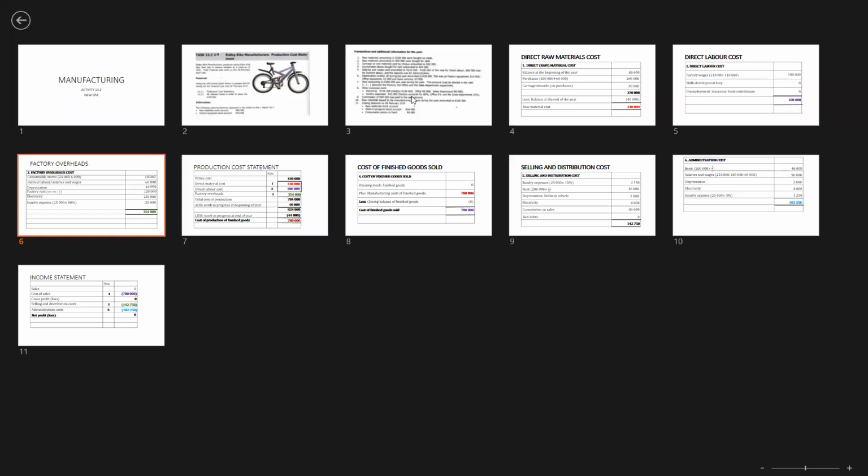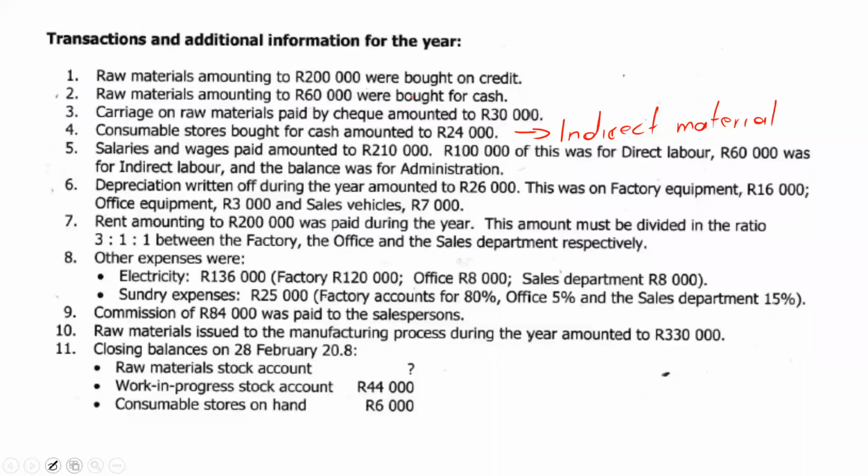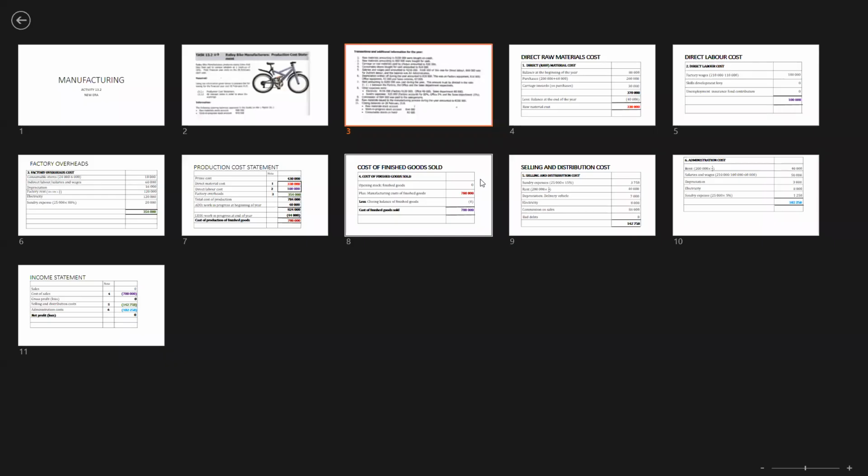Okay, moving right along, let's go to point 6. Point 6 simply says that depreciation written off during the year amounted to 26,000. This was on factory equipment, which is 16,000, office equipment 3,000, sales vehicles, which is 7,000. Please note that the one that will go to factory overheads, depreciation automatically is not directly involved in making the product. But because this is depreciation that relates to the factory equipment, that 16,000 will be recorded in the factory overheads note. So let's go to factory overheads note.